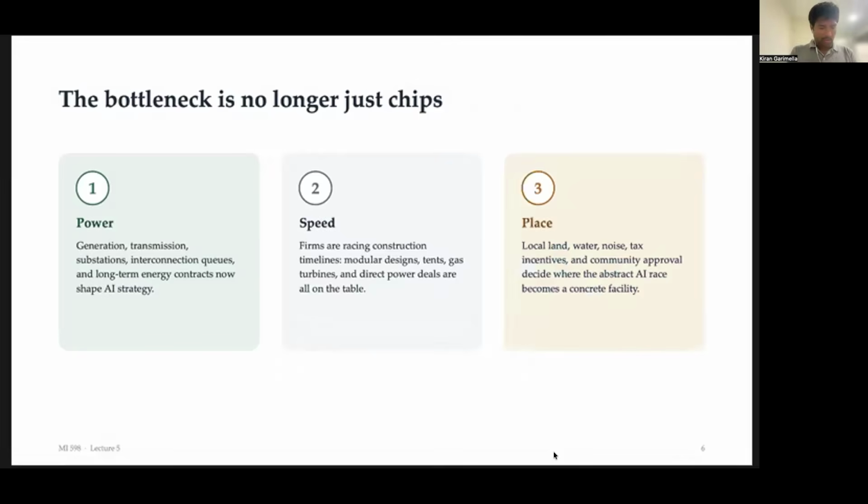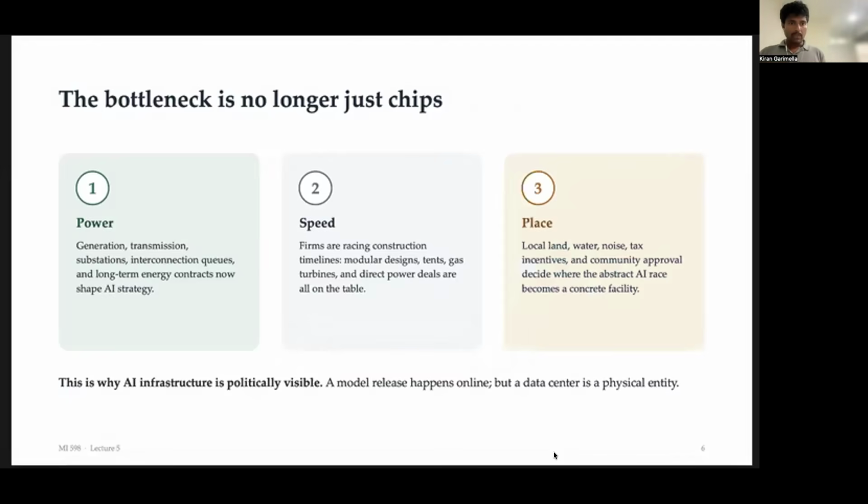And then there's also this physical aspect of it, where these data centers are set up: local land, noise, water usage, tax incentives, community approval. They become much more of a reality. We'll get back to this in a second. This is going to be a local political issue pretty soon. And this is why AI becomes this sort of politically visible infrastructure.